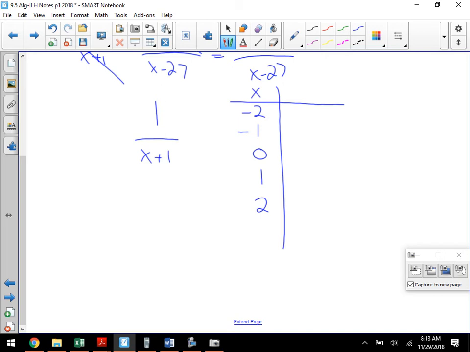-1. What's 1 divided by -1? -1, okay. We know that at -1, you get 0 in the denominator. What do you write when you divide by 0? Remember? Not undecided, you're close, it's undefined. This is undefined.